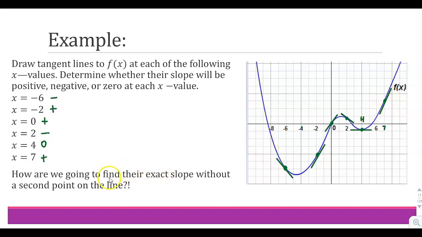Now the question becomes, how are we going to find their exact slope without a second point on the line? We know how to find the slope between 2 points. We have a formula for that: y2 minus y1 over x2 minus x1. But for all of these little tangent lines that we've drawn, we only have one point on the line. We only have one point that we know from the function itself. We'll be able to get that x and y value from f of x, but how are we going to get some other point on these tangent lines in order to find the exact slope? That's the question.